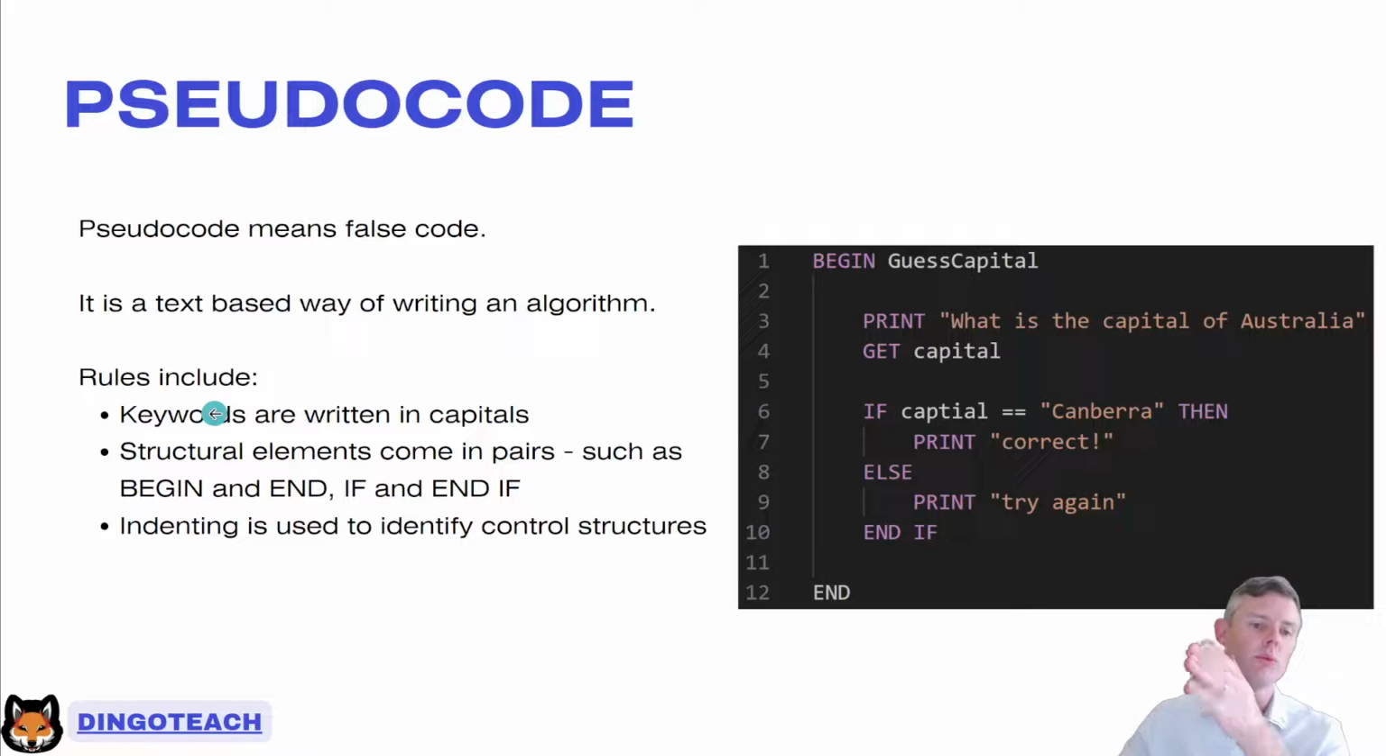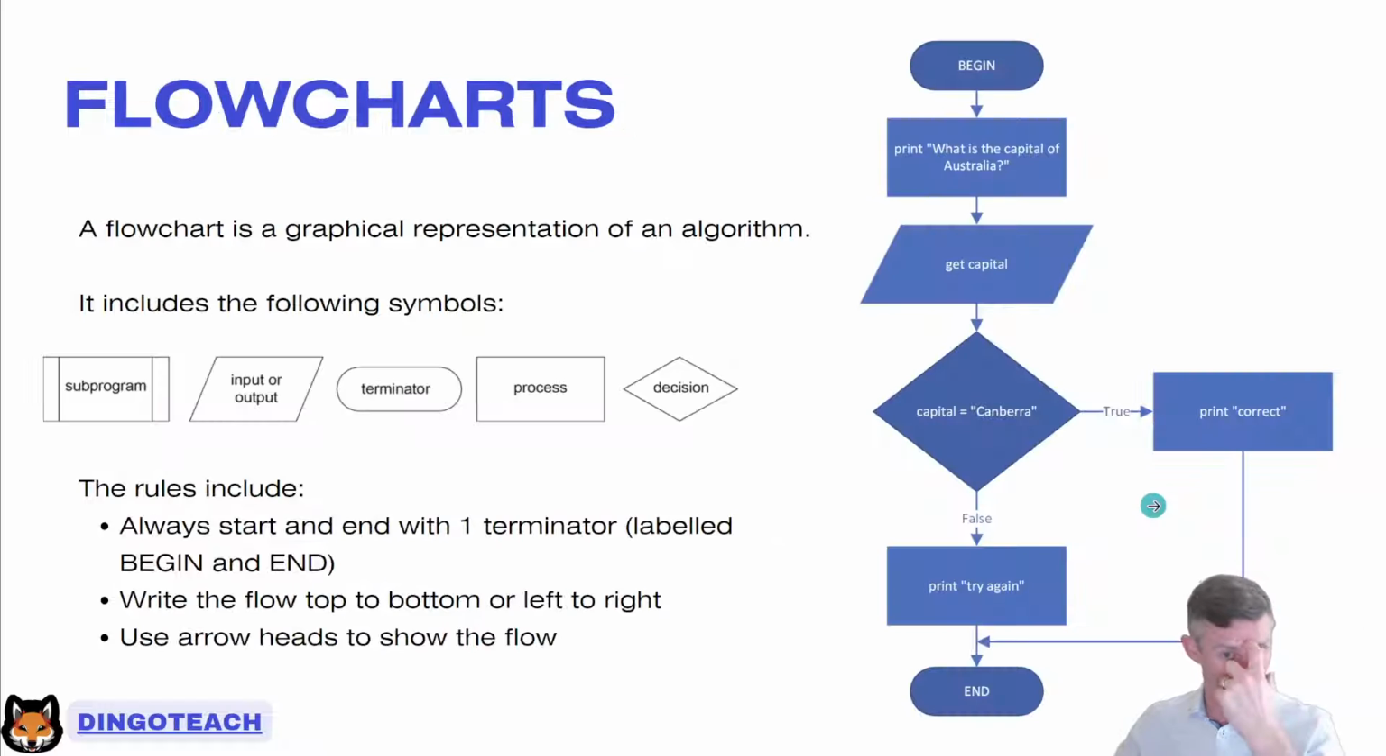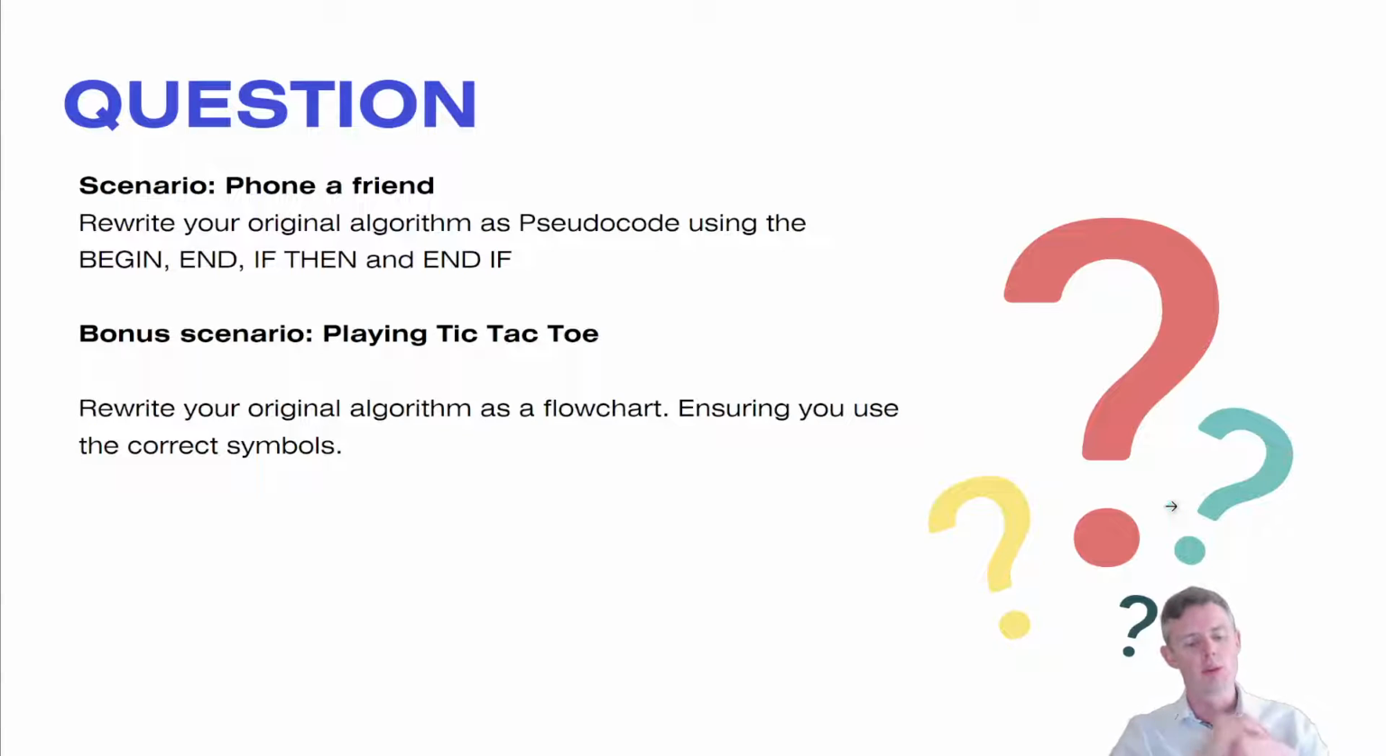If you haven't already, make sure you write down an example and your different rules for each of those languages for our algorithms, because what I want to do now, we're going to spend a little bit of time looking at what's called control structures, and then I've got a little question at the end for you. But actually, before we get there, I would like you to revisit those algorithms at the start of the video. If you haven't already, I'd like you to try and rewrite the phone a friend algorithm to use pseudocode, making sure you're using begins, ends, if thens, and end ifs. So even I would have to redo mine, and I will in a little bit.